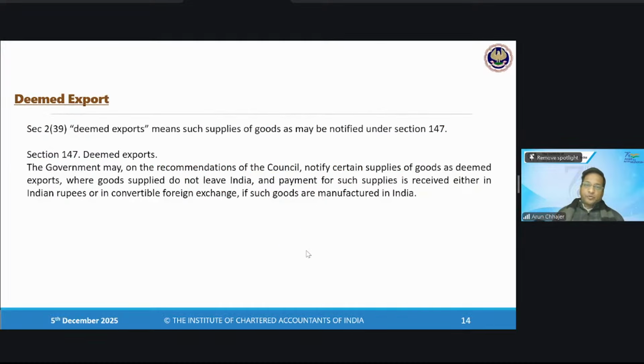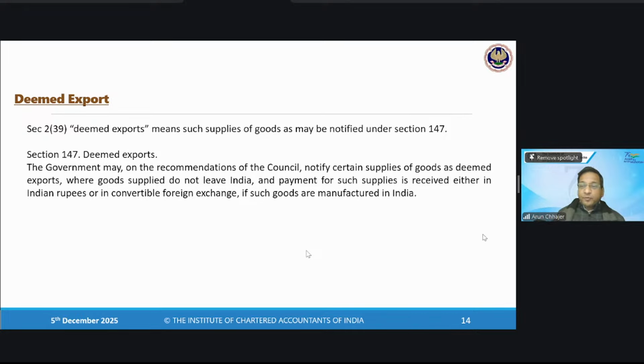What is deemed export? Whether deemed export is export, yes or no? Give me the answer, yes or no. Whether deemed export is export or not. Answer is no. Why no?